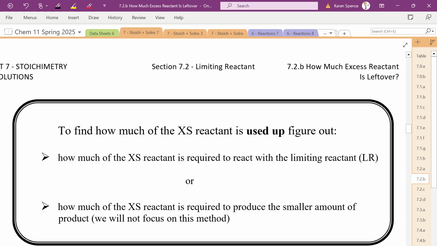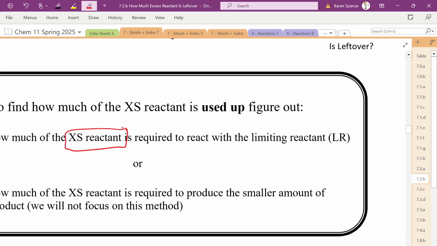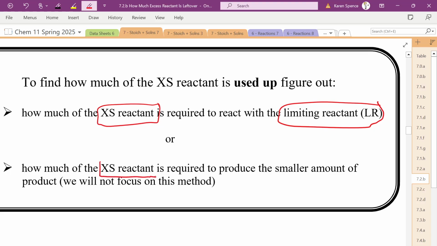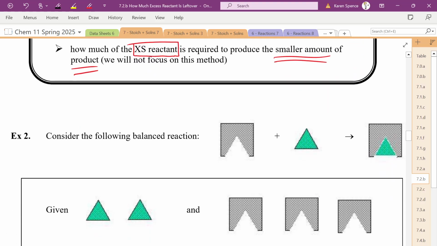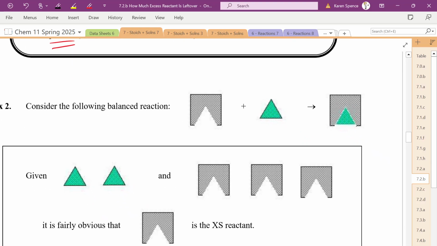So this is what I was talking about. You can figure out how much excess from the limiting reactant, or you can say how much excess reactant is used to produce that smaller amount of product. I'm not going to focus on that method, but if you want to do it, you can. Okay? Considering the following balanced reaction, here we have 2 triangles and 3 squares. It should be pretty obvious that the square is the excess reactant, yes?